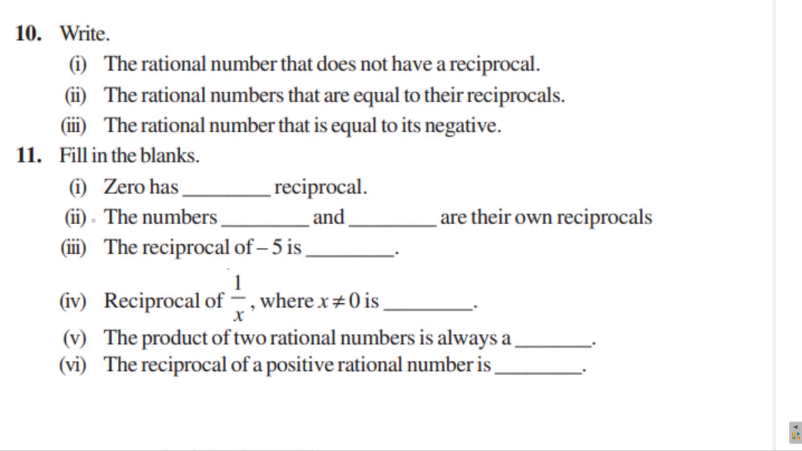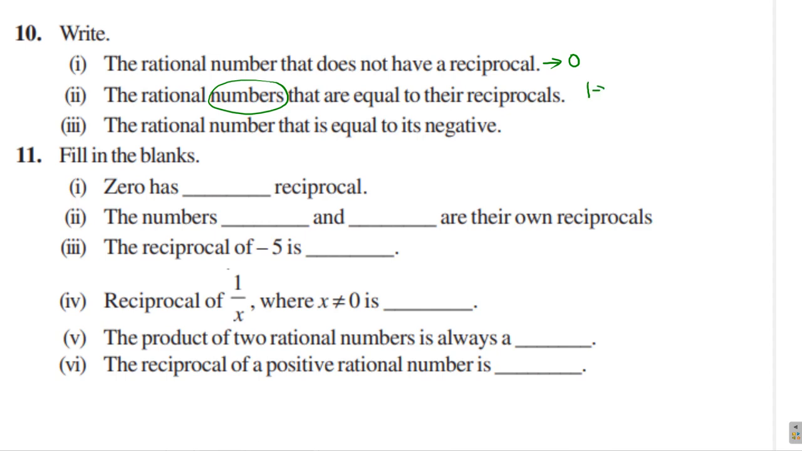Next, let us go to the 10th question and 11th question. So write the rational number that does not have a reciprocal. What is the rational number that does not have a reciprocal? 0. Why? Because the reciprocal of 0 is 1 by 0, which is undefined. The rational numbers that are equal to their reciprocals. Rational numbers, so that means we have more than 1. Clearly 1 and negative 1. These are the rational numbers that are their own reciprocals.